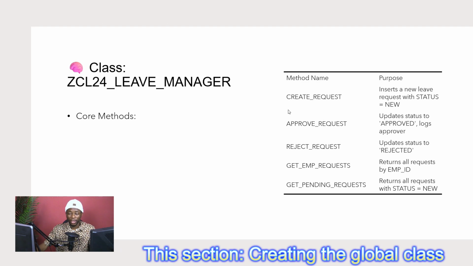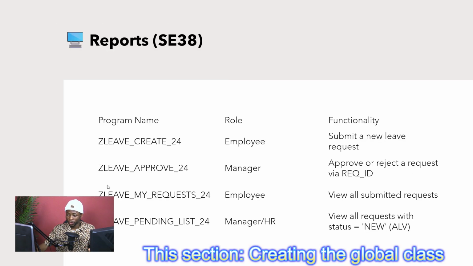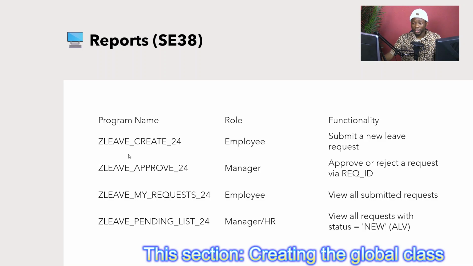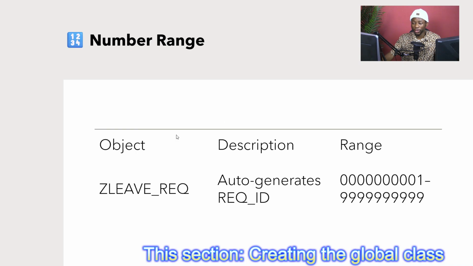Of course, other things that we are also going to do is that we are going to be creating reports, which will be the create. So employee can submit a new leave request using the report program. Then managers can also approve. So if this transaction code is run, then managers will have access to approve requests. And then of course, view all submitted requests and view all pending lists using ALV. So these are also things we're going to be covering.